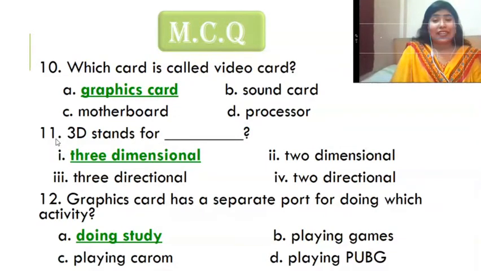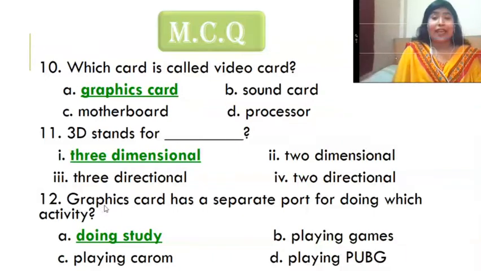Let's move on to the next question, that is number 11. 3D stands for what? We all know, because in the previous lesson and in today's lesson we have discussed it. 2D is for two-dimensional and 3D is for three-dimensional. So 3D stands for three-dimensional.